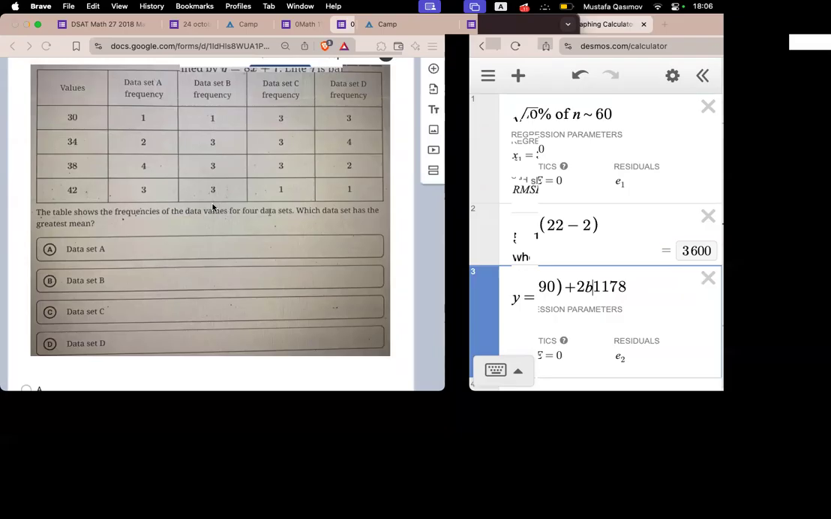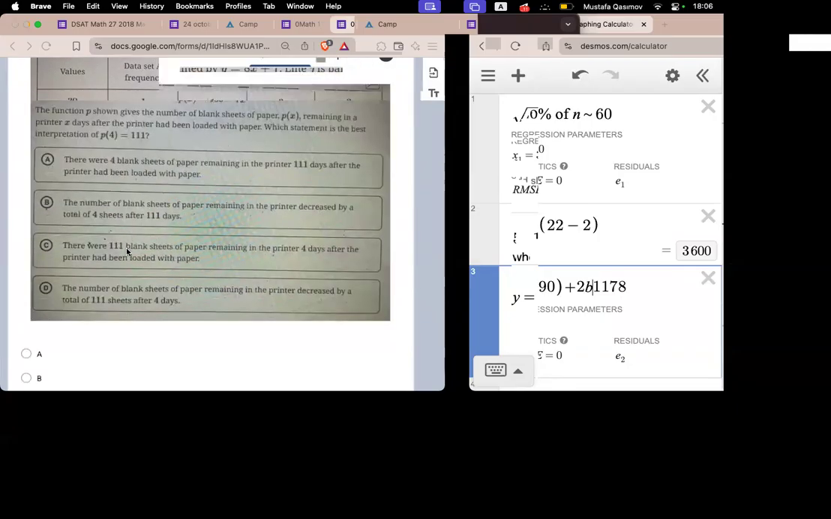Here it says, which one has the greatest mean? When we are looking at the greatest mean, we have to look at the maximum value, and the maximum value here is 42, right? So you can see that we have 142 in C and D, so they don't have the greatest mean. We need to look at A or B. And for A, because we have 438, it means that A is greater than B. Answer is A.